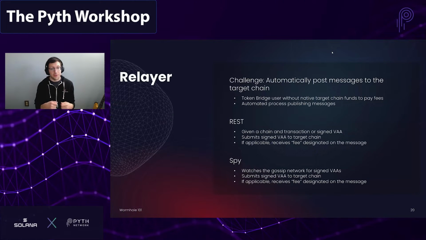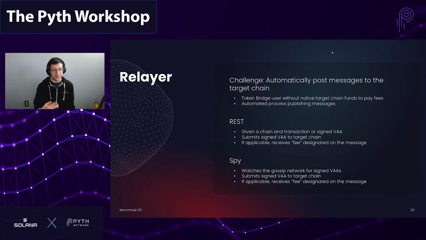So we talked about one challenge there is that the user needs to have destination fees, right? You could also think that you might have some automated processes that want to publish information and relay them to other chains, right? Publish prices on other chains for Pyth, for example. And you don't necessarily have the fees to pay on those other chains, right? So you want some mechanism that could be watching for these transactions to occur and publish them on the target chain. And that's what we call a relayer.